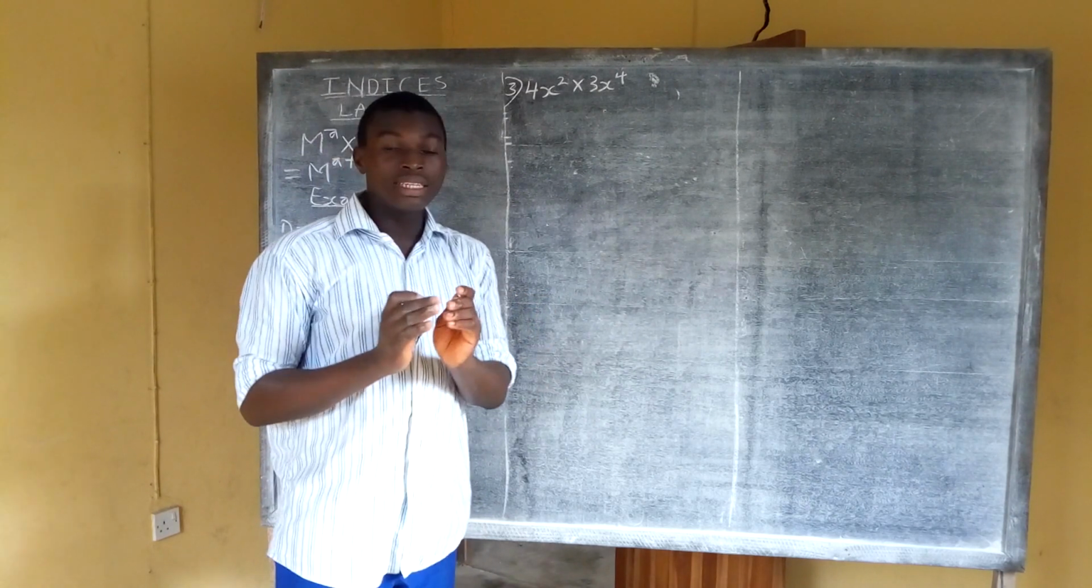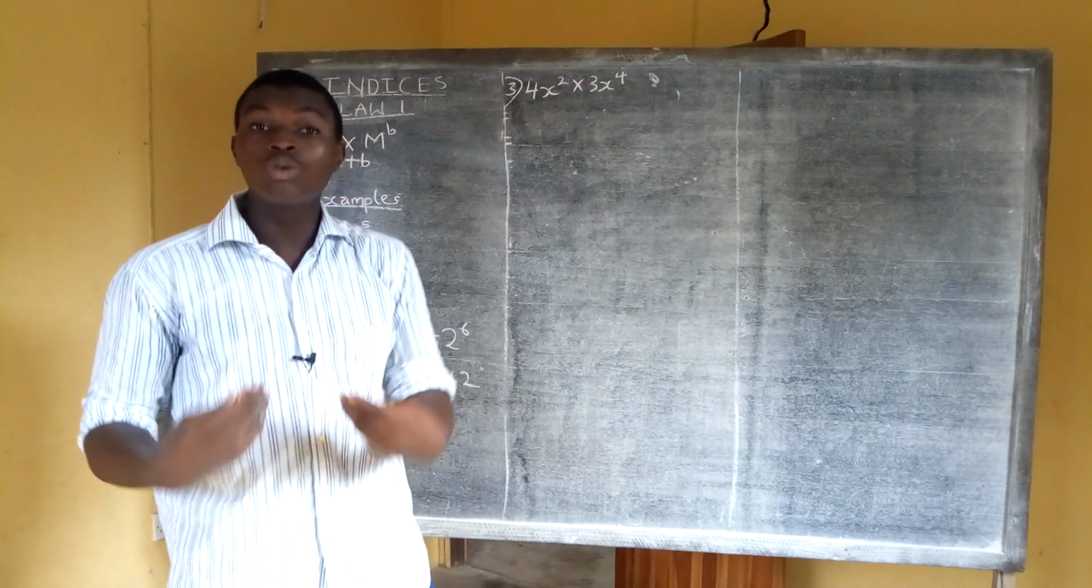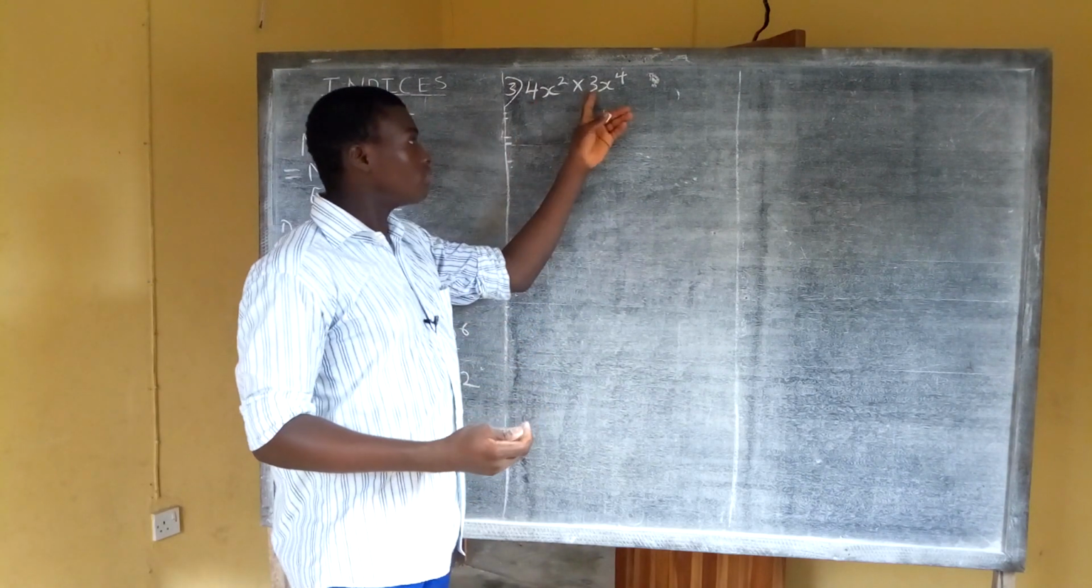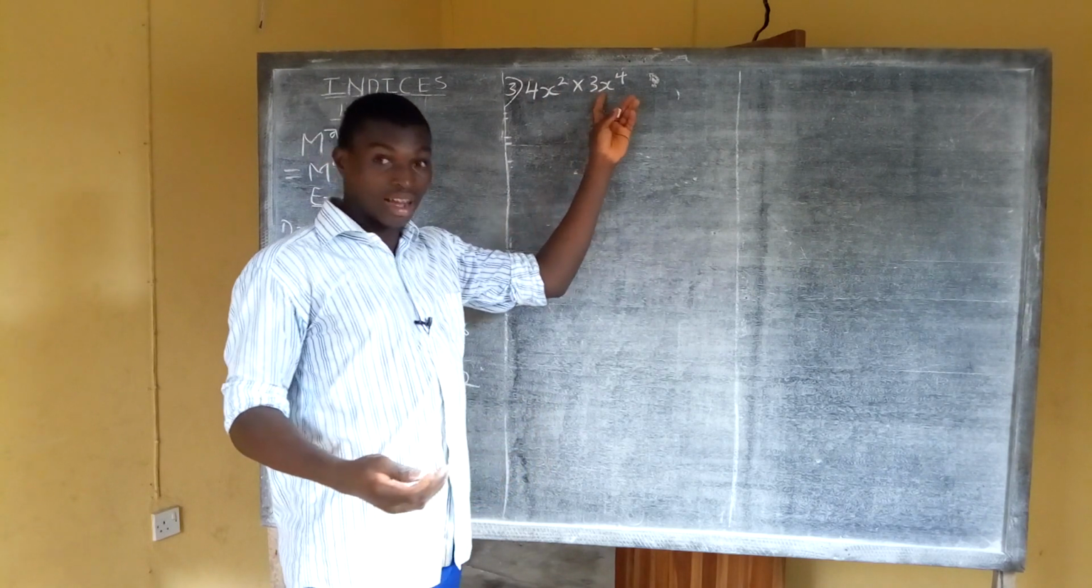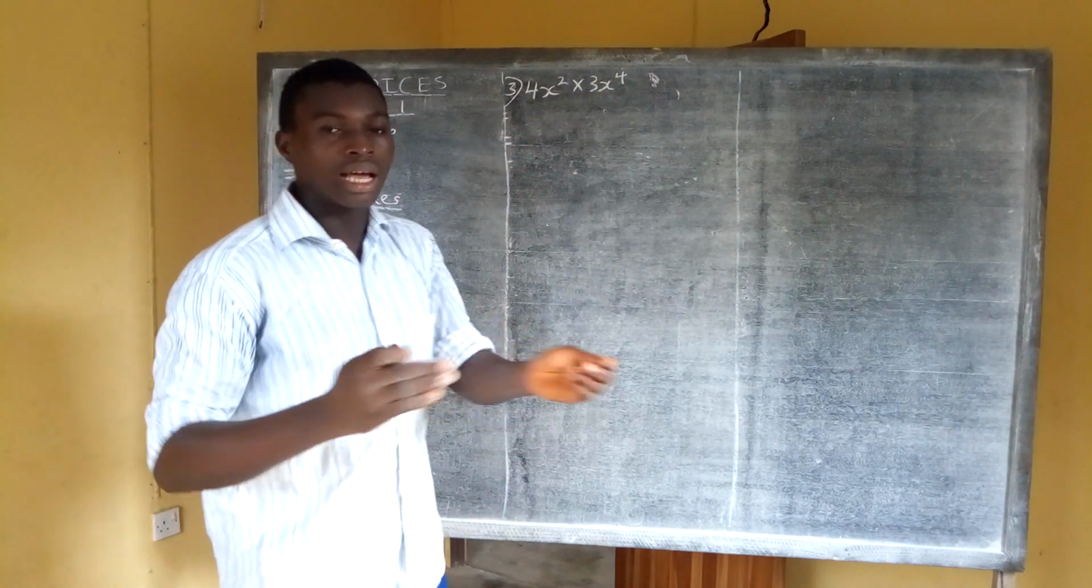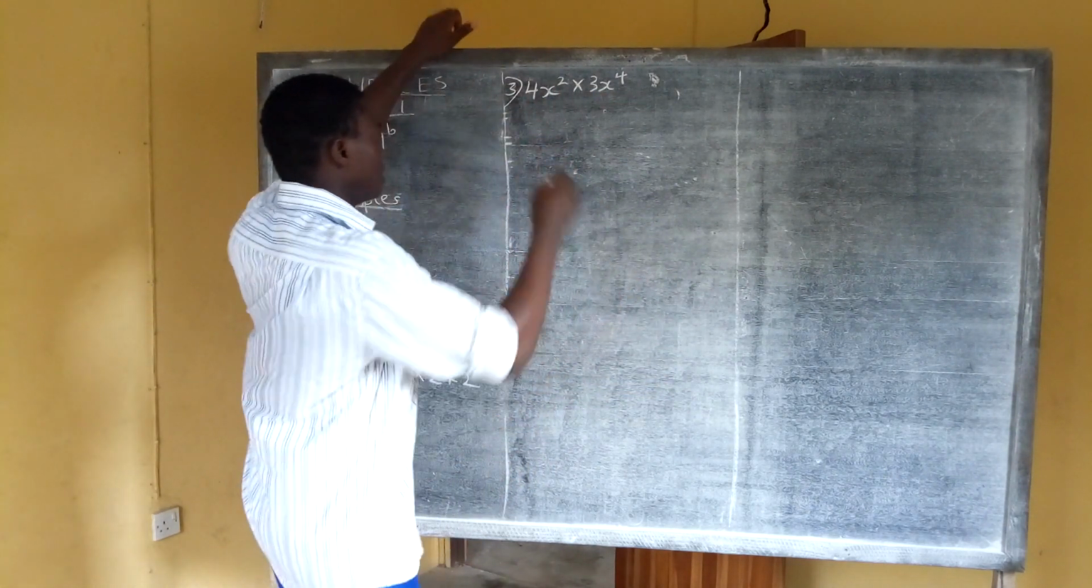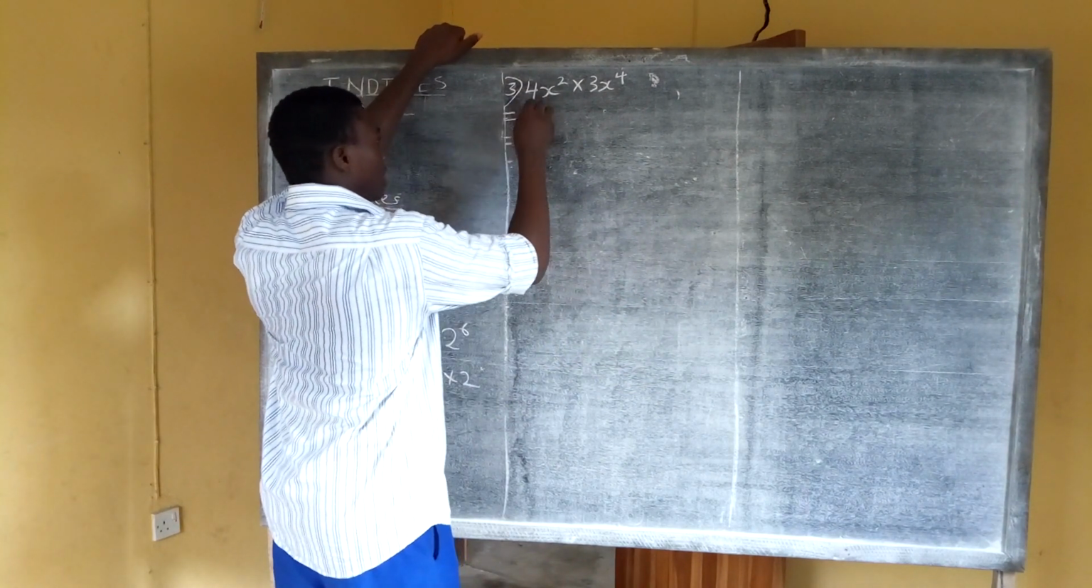Now this is where the grouping comes into place. We start grouping them. This is a whole number, this is an alphabet. This is an alphabet and this is an alphabet. So you group the whole numbers together, then you group the alphabets together. This is what I mean. So you open a bracket, you say 4.